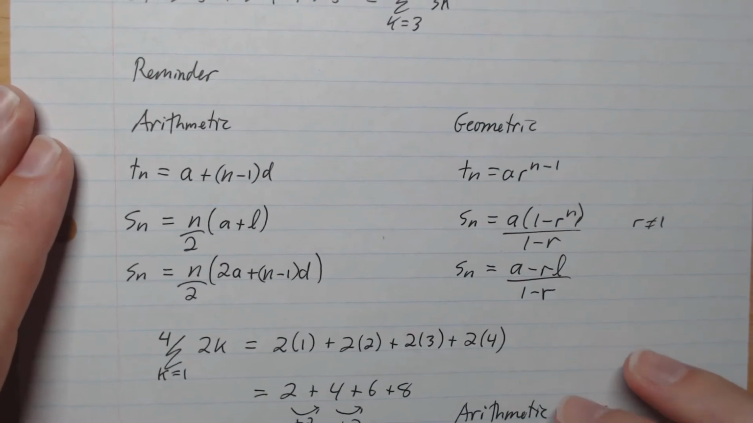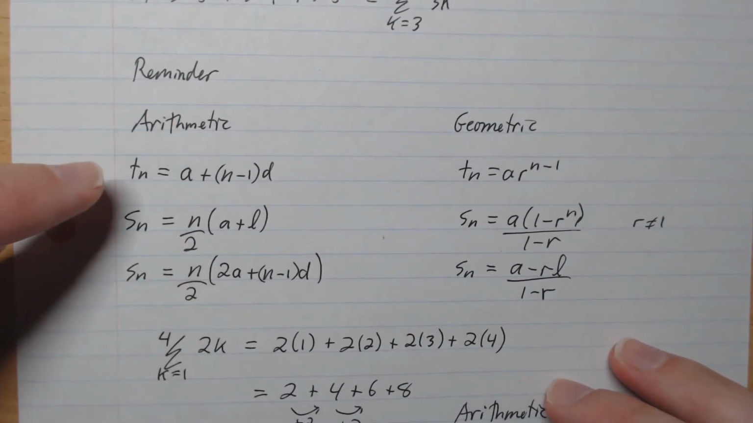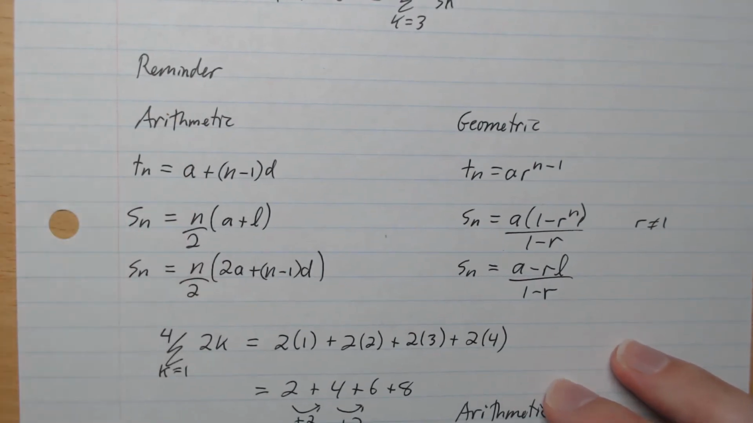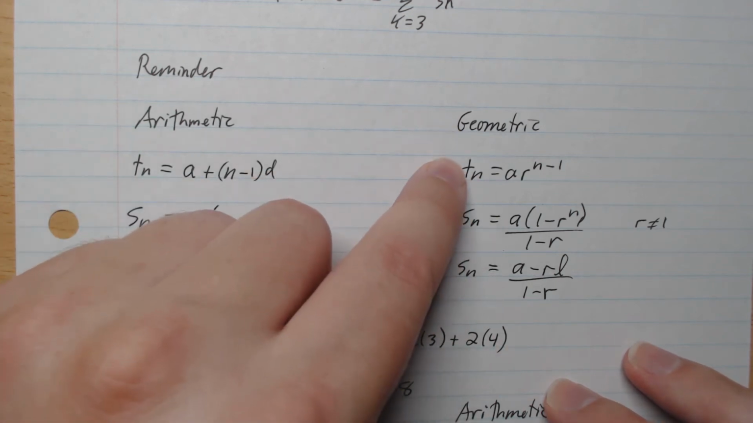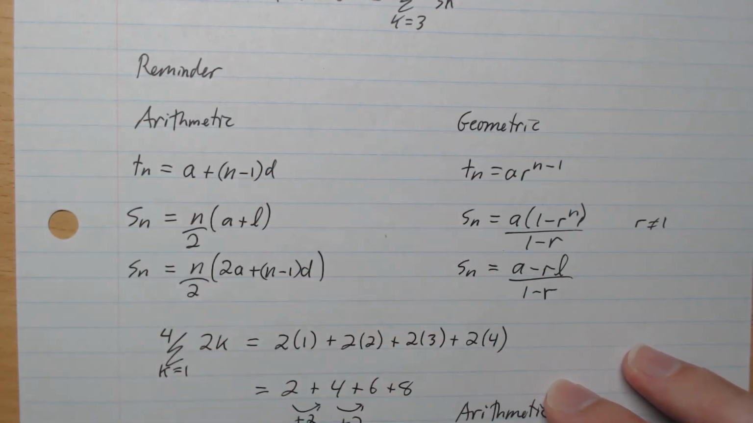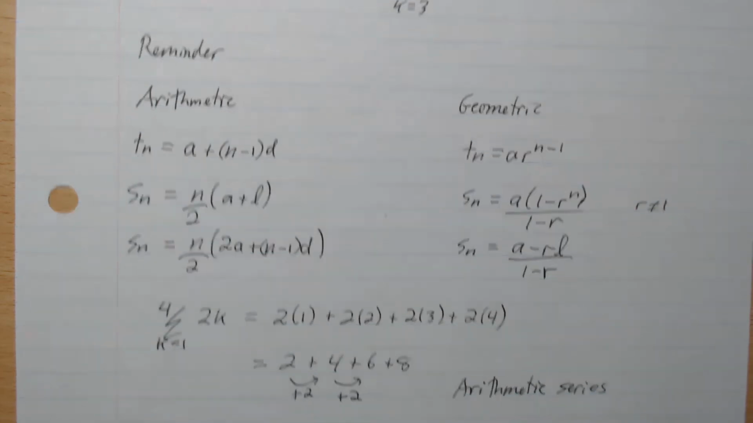Okay, a couple reminders here. For arithmetic sequences, this is our formula, this is for our series. Geometric, this is for the sequence, and this is for our series like that. We've seen this before. So now we're going to look at some sums.